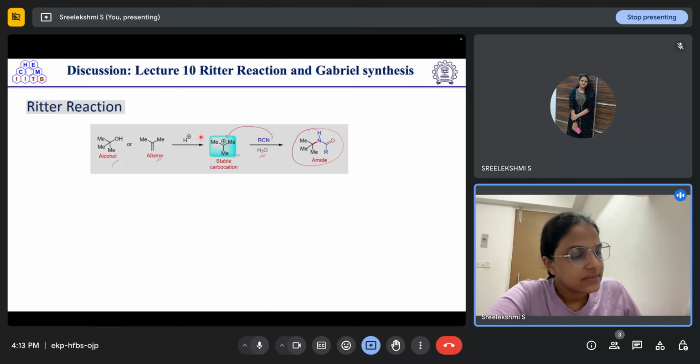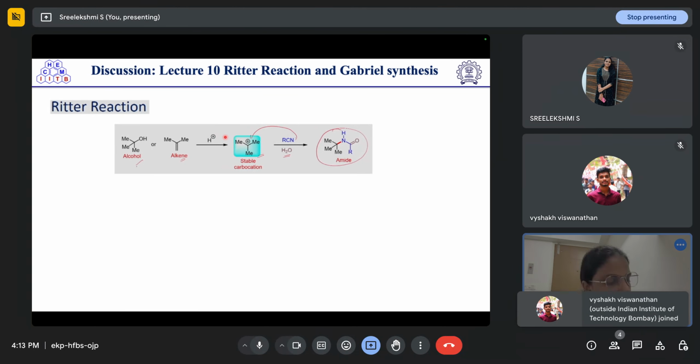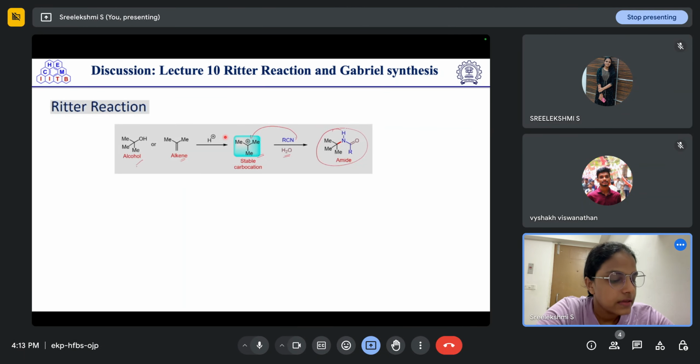Now, that was about the reactions of organocopper, organozinc, and organomercury reagents. Moving on, we have seen the Ritter reaction as well as the Gabriel synthesis, especially for the formation of carbon-nitrogen bonds. A carbon-nitrogen bond can be formed in two ways: either by the reaction of a nucleophilic nitrogen with an electrophilic carbon, or by the reaction of a nucleophilic carbon with an electrophilic nitrogen.